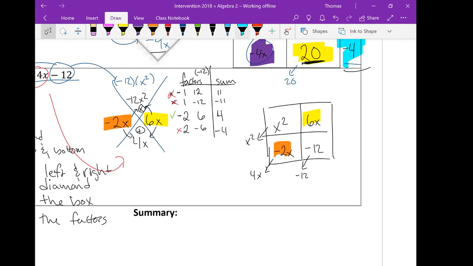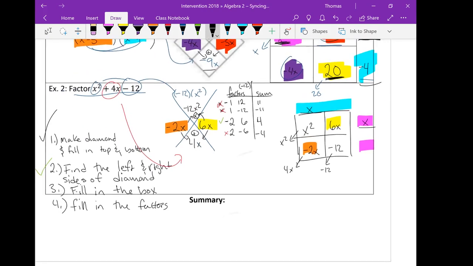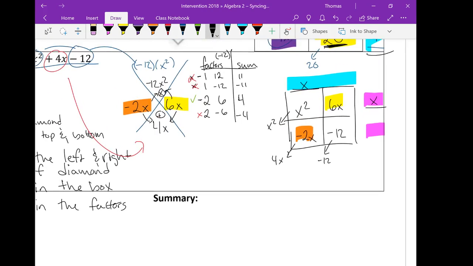Now we have to fill in our terms on the top and on the side. Again, I like to start with the x squared because it's really easy to just say, well, x and x are going to multiply to make x squared. Then I'm going to look at this top right one. I'm like, well, what times x would give me 6x? Well, positive 6 would work. 6 times x would give me 6x.